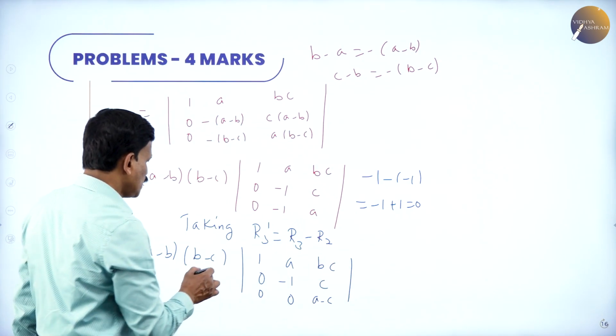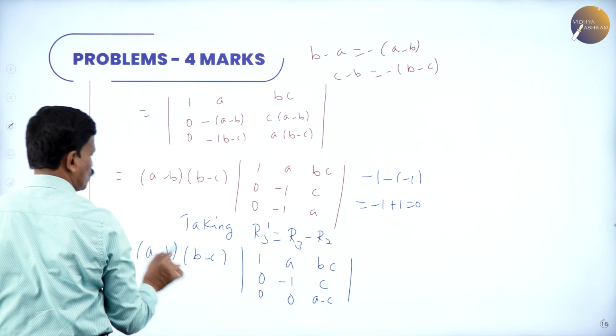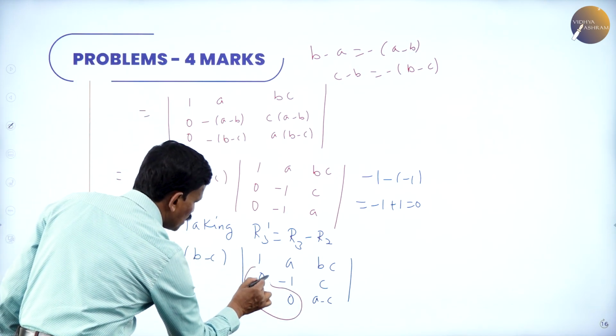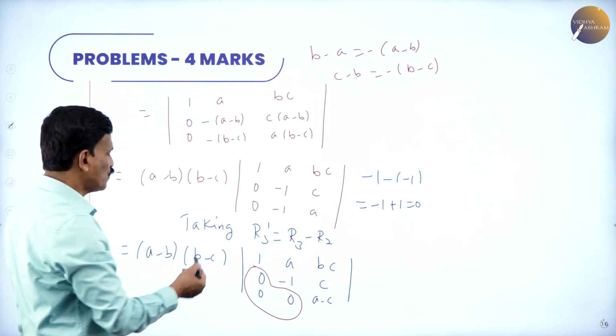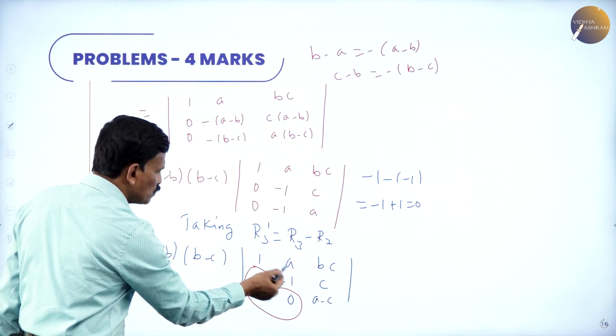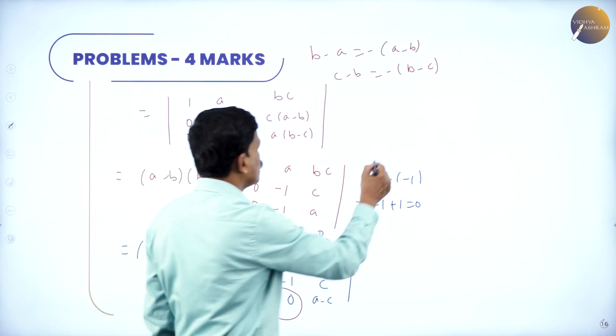Now, see here, all the elements below the principal diagonal are 0. So, all the elements below the principal diagonal are 0. Therefore, the value of the determinant is 1 into minus 1 into A minus C. Simplify this. I will write here.